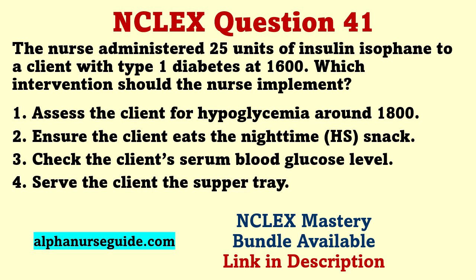The nurse administered 25 units of insulin isophane to a client with type 1 diabetes at 1600 hour. Which intervention should the nurse implement? 1. Assess the client for hypoglycemia around 1800 hour. 2. Ensure the client eats the nighttime snack. 3. Check the client's serum blood glucose level. 4. Serve the client the supper tray.